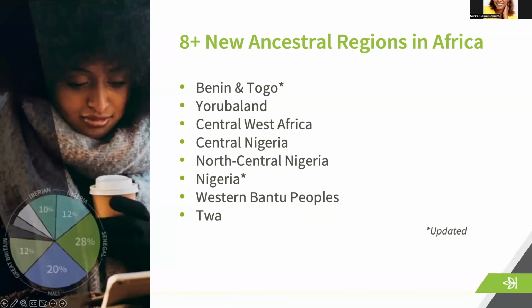Our previous region was called Cameroon, Congo, and Western Bantu peoples. But as we developed our reference panel, we were able to separate it into a distinct Cameroon region and a Western Bantu peoples region. You may still see some combination of these two regions in your results. But over time, as our reference panel continues to grow, we're often able to make clearer distinctions between neighboring regions that have shared genetic histories.